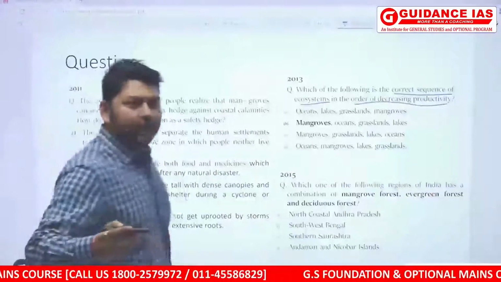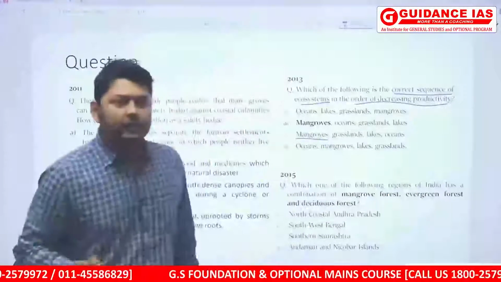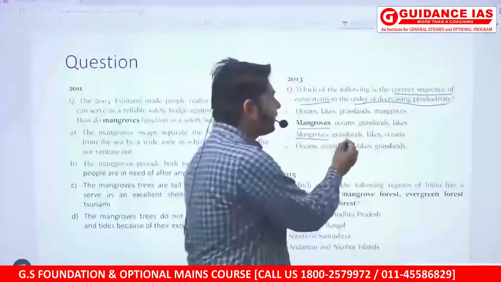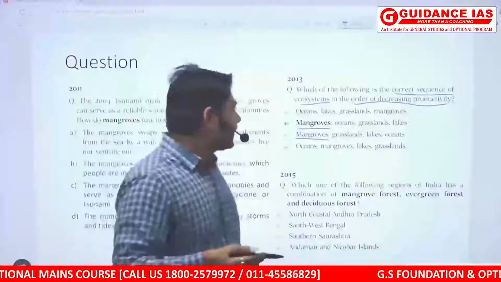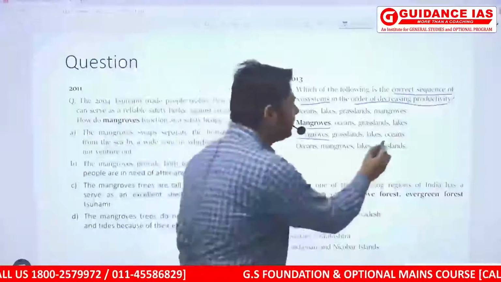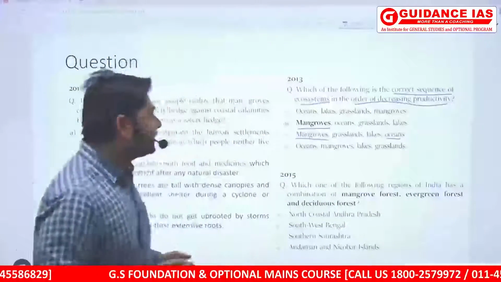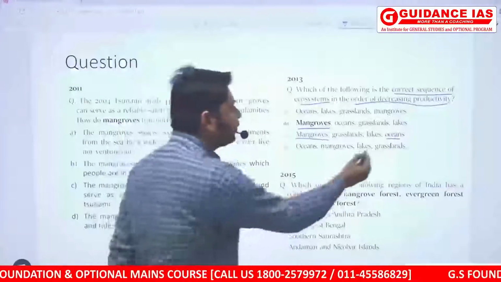So here I will know that the most productive region will be mangroves. Now the next thing is I need to know the difference between the grassland, lake and oceans. If I go by the chronology, then we know that the least productive regions of the world will be oceans. But how will we know which is the most productive region and which is the less productive region? Okay, I know two things.